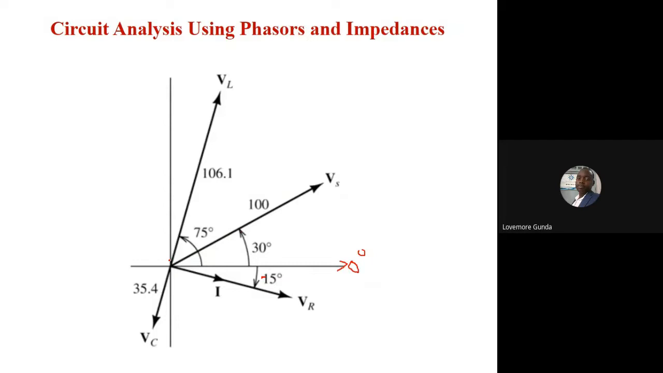Then the angle: this is what? 90 minus 75, that's 15, right? So this will be 15 plus what? Plus 90, that's minus 105. That's the angle of VC there. So that becomes the phasor representation of the quantities in our example.